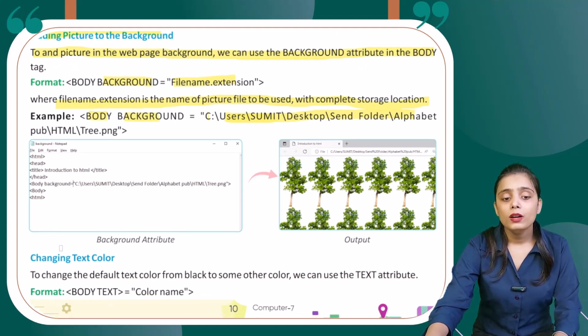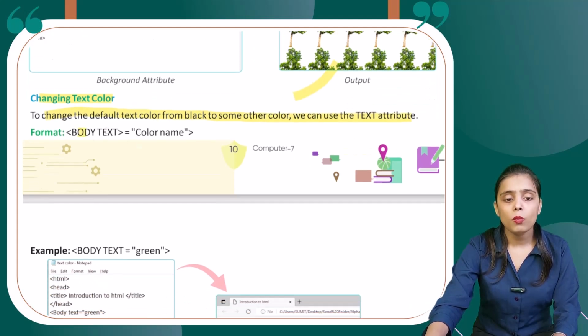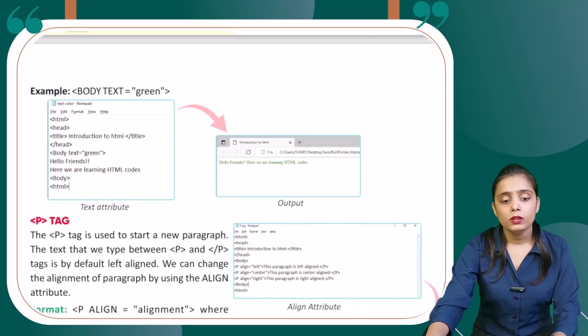And you can see after saving the HTML document, you can see the changes here. Okay, now changing text color. To change the text color, how will you do this? To change the default text color from black to some other color, we can use the text attribute. Okay, so here you can see body, text and color name. So body text is equal to green.